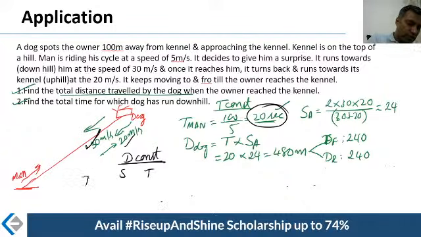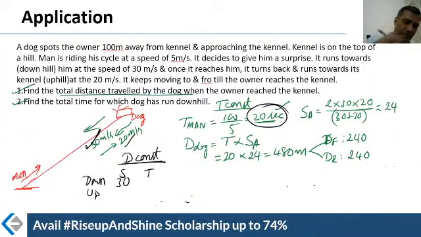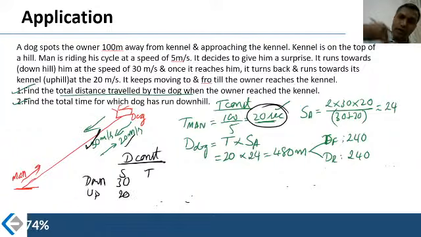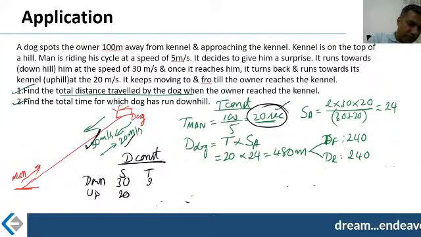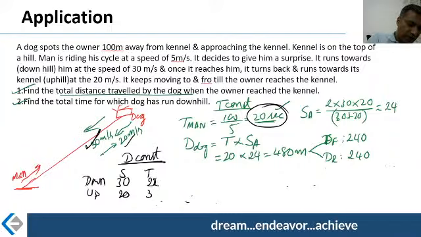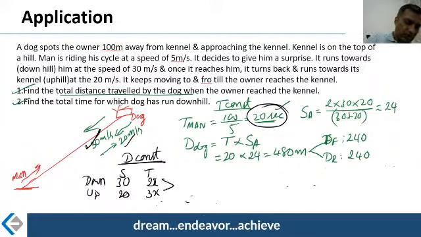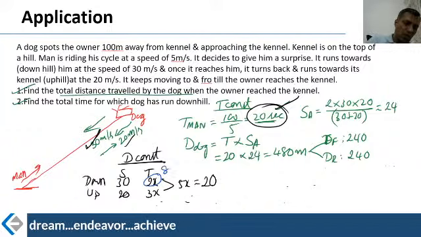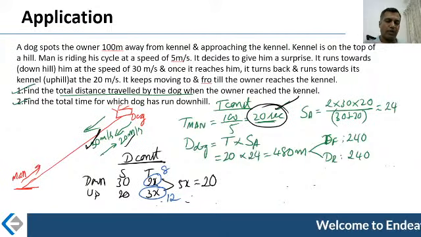What is the downhill speed? There is a downhill speed and there is an uphill speed. The downhill speed is 30 meters per second. The uphill speed is 20. Therefore, what is the time taken? Inverse, so that is 2:3, 2x time and 3x time. What is the total time? Therefore 5x time. 5x time is equal to how much? 20 seconds, because the dog has traveled for 20 seconds. Therefore, what is the value of x? 4. X is 4 means 8 seconds was downhill and 12 seconds was uphill.